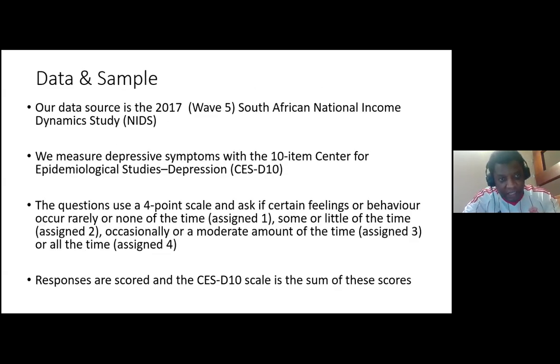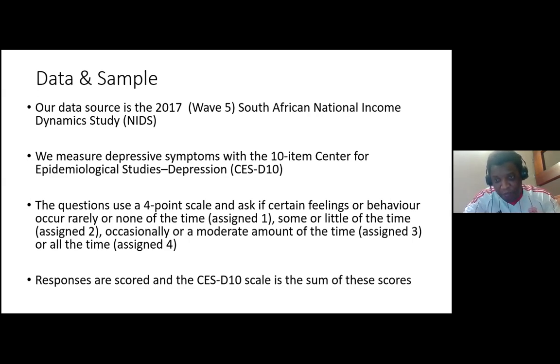So in terms of the sample, our data is sourced from week 5 of the National Income Dynamics Study. The survey was conducted in 2017. And like I said before, we measured depressive symptoms with the 10-item CES-D 10 measure. This measure asks questions about how people are feeling and emotional well-being in general on a 4-point scale. So we actually have to code the variable and then sum it up and have the derived variable that we call depressive symptoms.